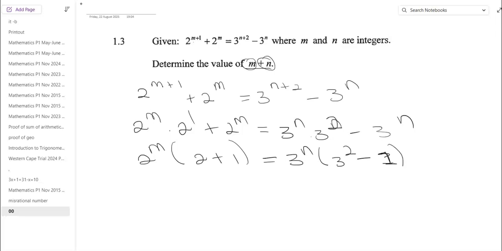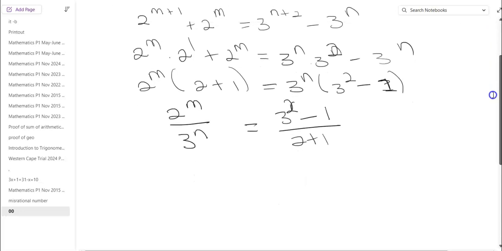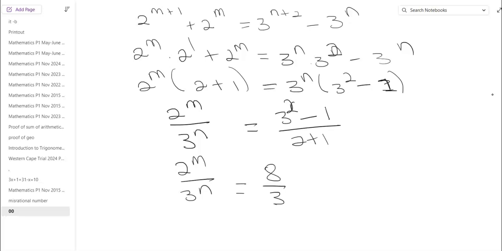So now what we can do is say 2 to the power of m divided by 3 to the power of n is equal to 3 to the power of 2 minus 1 divided by 2 plus 1, right? So now we can say from here that 2 to the power of m over 3 to the power of n is equal to 9 minus 1, which is 8 over 3, right?